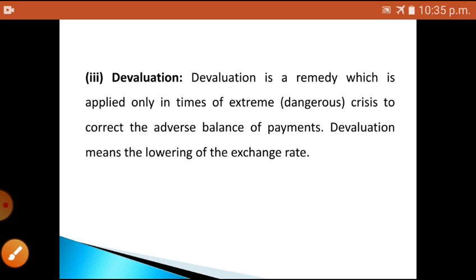Hope you understood. Devaluation is where countries reduce their currency value in order to correct the BOP.